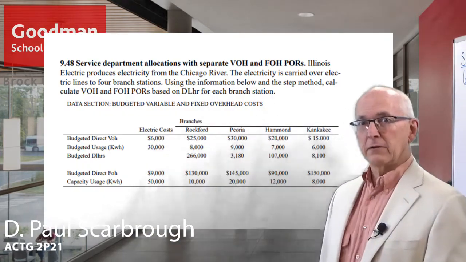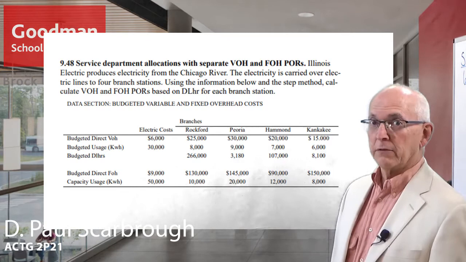We'll take a look at the variable overhead allocation first, which will be the more direct one. Then when we do the second half of the problem, looking at the fixed overhead allocation, I'll stop for a minute and talk a little bit about the nature of why we approach it in that way. First thing is problem 9.48. We have the data. You need to have this in front of you as we work the problem.